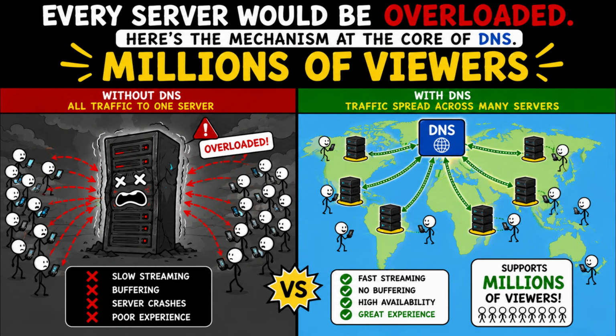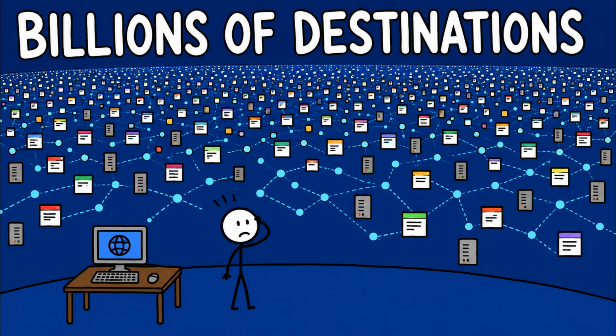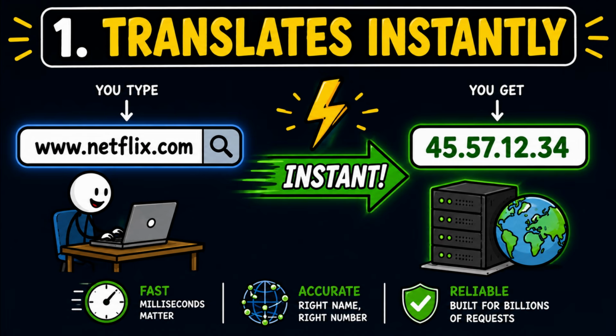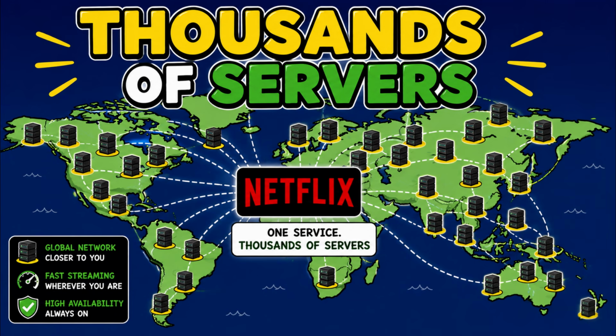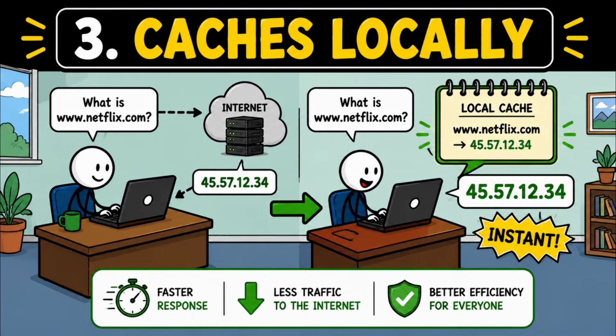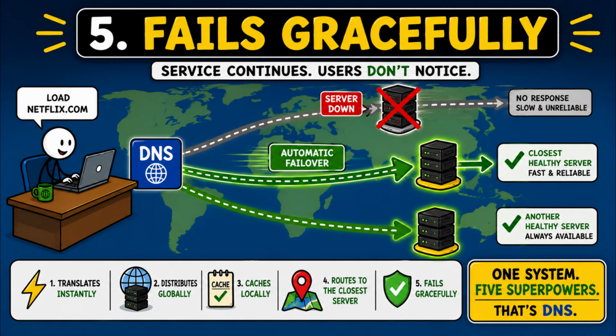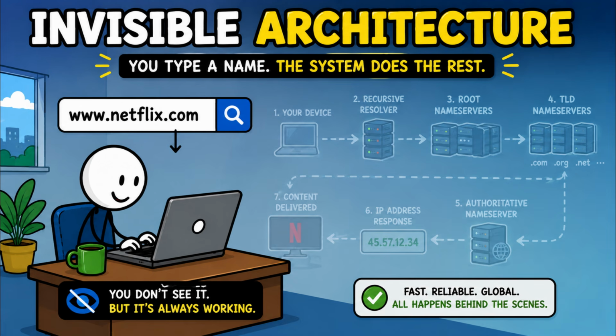Here's the mechanism at the core of DNS. You need to reach billions of destinations. You can't memorize billions of numbers. You can't have one person know all the answers. You can't afford slow lookups, and you can't tolerate failures. So you need a system that translates names to numbers instantly, distributes the translation work across thousands of servers, caches results locally so you don't ask twice, routes you to the closest server for speed, and fails gracefully if some servers go down. DNS solves all five with one architecture.